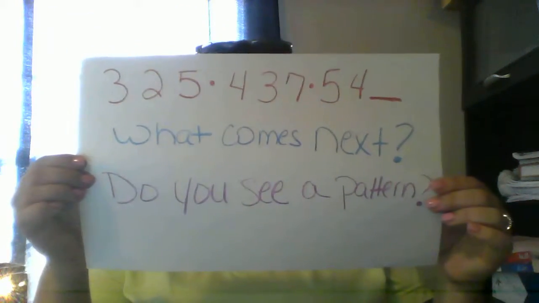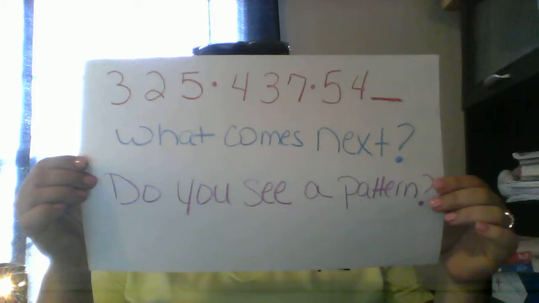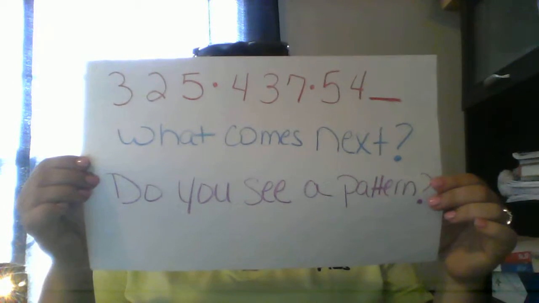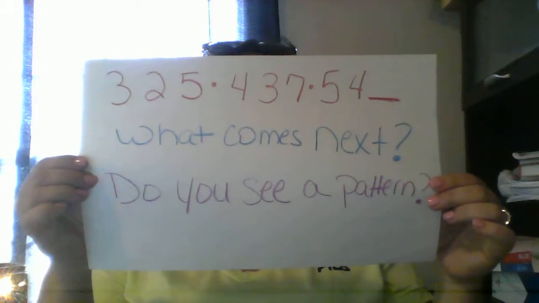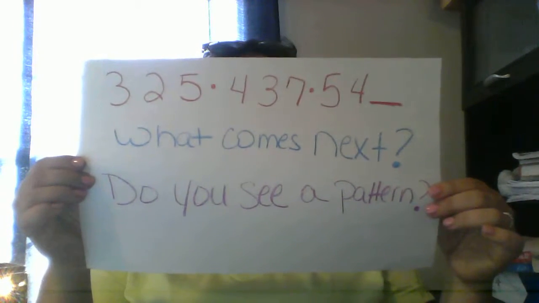Patterns can be found in lots of different ways. This particular instance was with shapes and colors, but let's look at it with numbers. This time, follow along with me and see if you can find the pattern before I do. Here we have numbers. We start with the first set, 3, 2, and 5. The second set is 4, 3, 7. And then we have a 5 and 4, and we're looking for that third number.